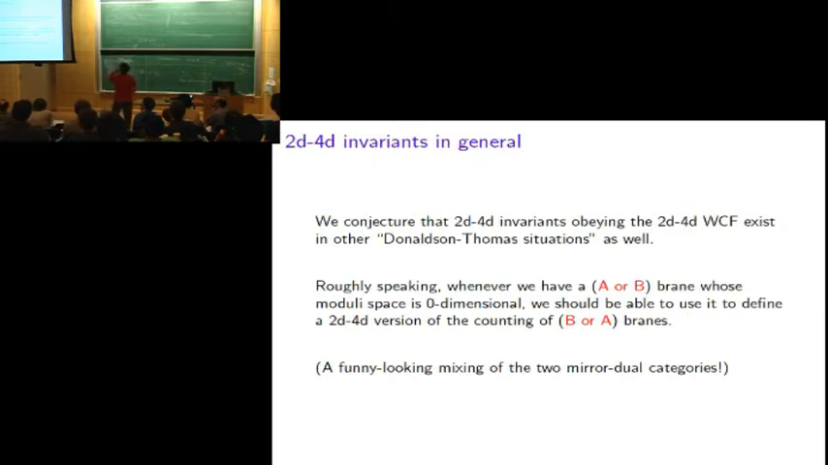But roughly speaking, the picture should be that whenever you have a brane whose moduli space is 0-dimensional, of type A or type B, say, we should be able to use it to define a 2D, 4D version of the Donaldson-Thomas invariants that count the branes of the other kind, B or A branes, respectively. So it's maybe funny-looking, it's a kind of mixing of those two dual categories.